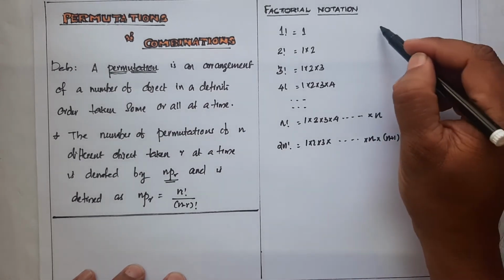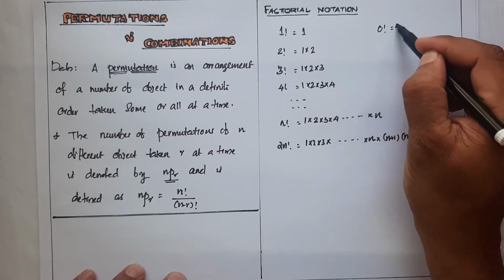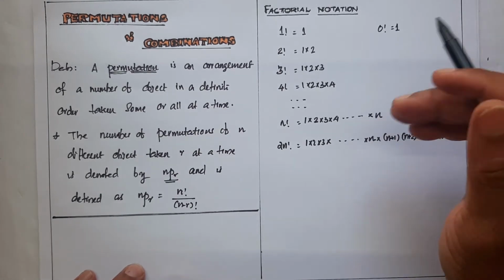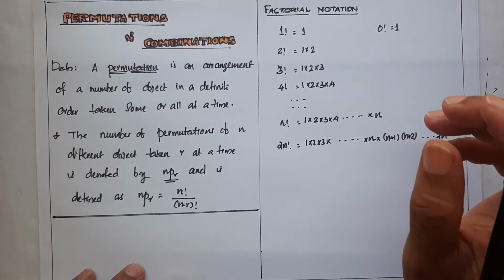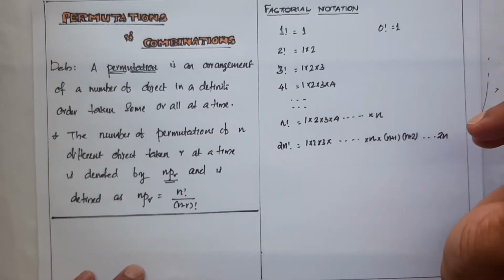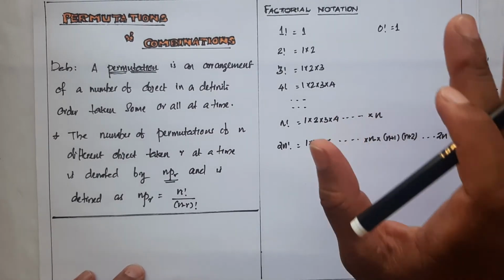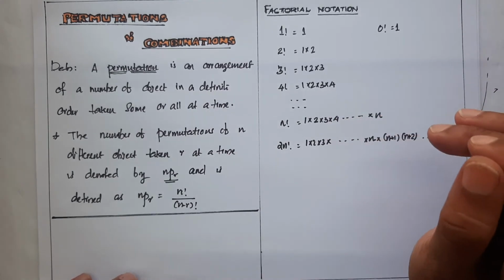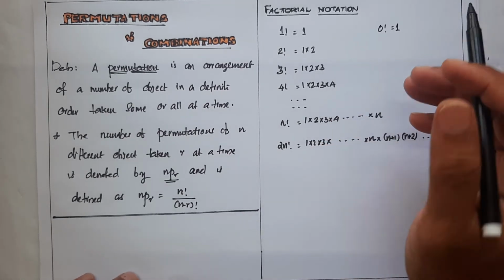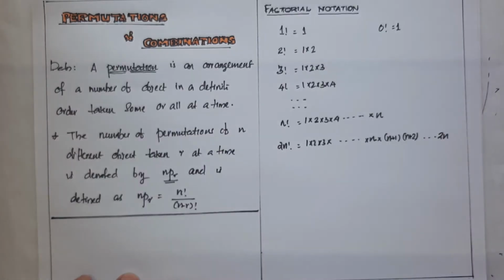Here we learn by heart that the value of 0 factorial is 1. We have a proof for it, but it is not included in our syllabus. Therefore, learn 0 factorial by heart. The value of 0 factorial is 1. 1 factorial is 1, 2 factorial is 1 into 2, 3 factorial is 1 into 2 into 3, and so on.